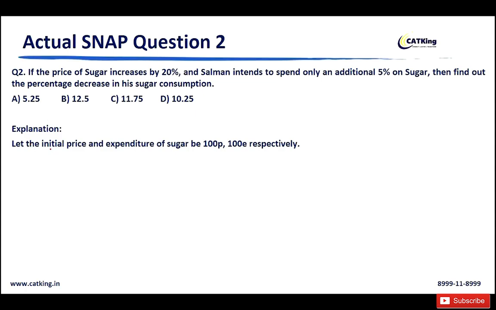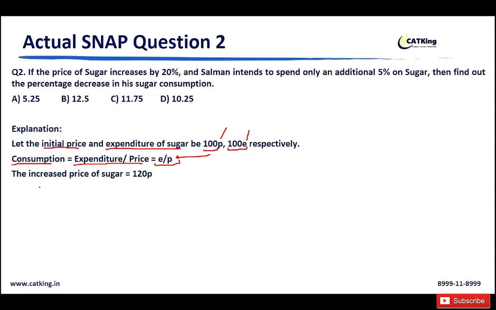Now let me assume that the initial price and expenditure of sugar is 100p and 100e respectively. So p is for price and e is for expenditure. Now moving on, I get consumption is equal to expenditure upon price, that is E upon P. Now this is pretty common. We know that consumption will be equal to expenditure upon price.